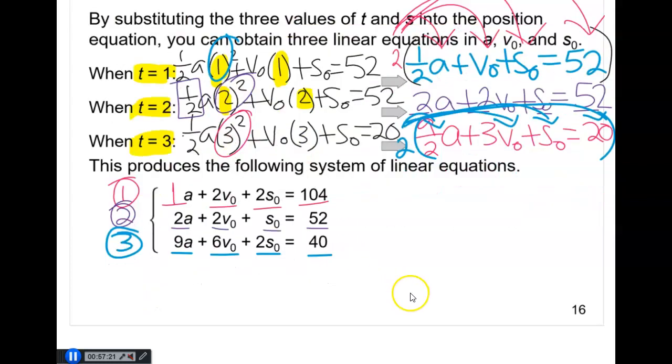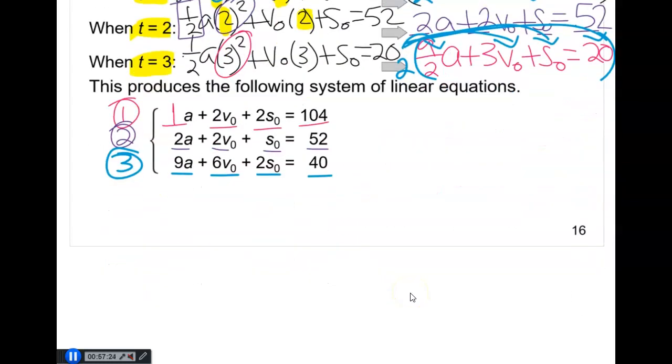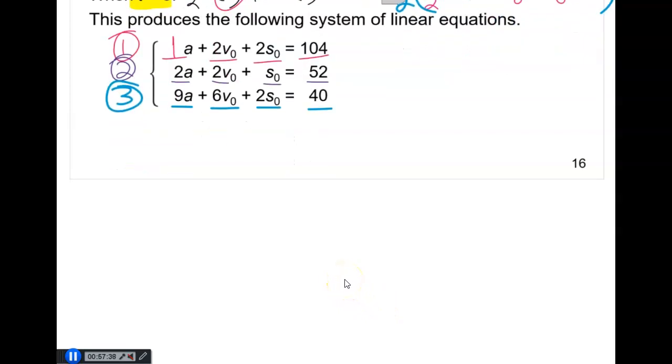And from here, we could solve them by using the Gaussian elimination method. But I actually want to show you something else that I think might be helpful and perhaps easier for some of you. So what I'm going to do is take 2 equations at a time. And I'm going to choose, let's see, what could we do? Let's take equation number 2 and number 3.